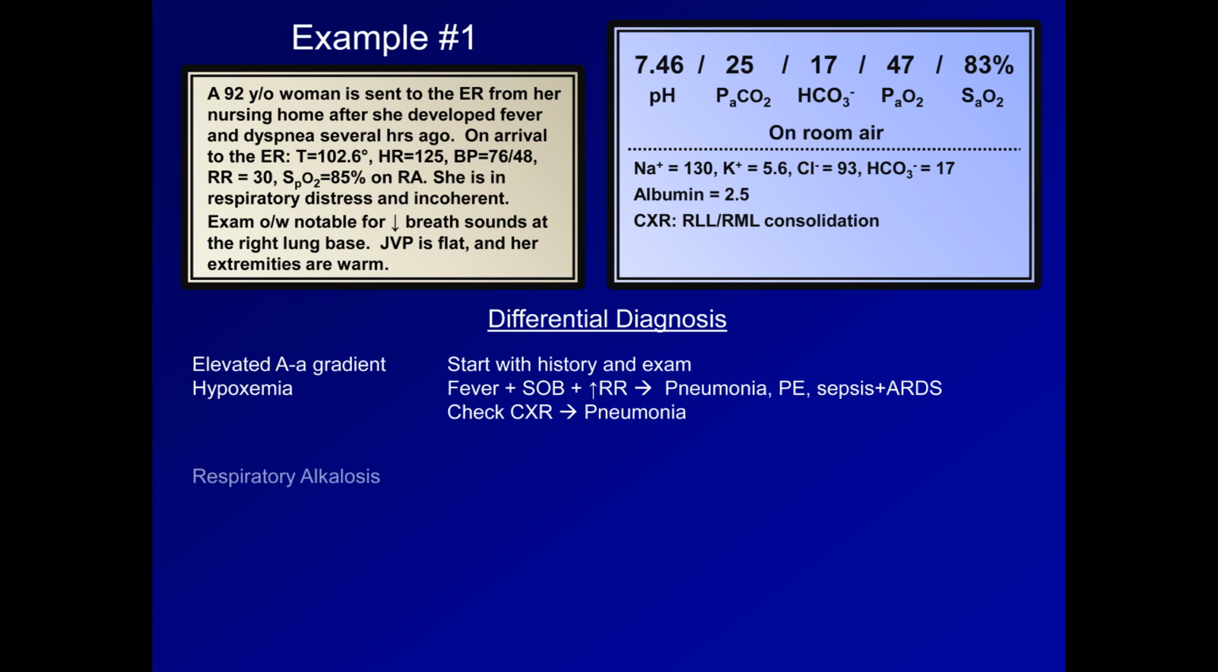Next up, the respiratory alkalosis. This one's easy. It's just due to the hypoxemia, because the low PaO2 will in itself stimulate the brain's respiratory centers to breathe faster and deeper than normal.